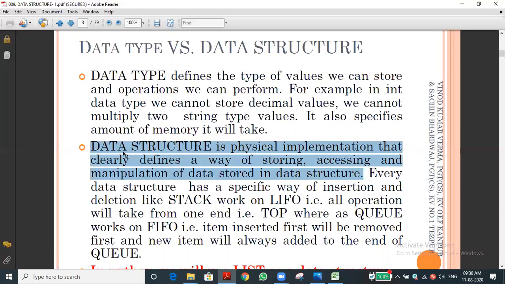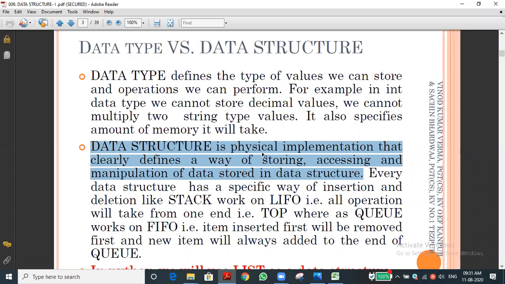Okay, list data structure. Let me come to the point. Data structure is a physical implementation that clearly defines the way. That's why I am taking this much time. Please understand, students, this is very basic. If you don't know this concept, you cannot understand the upcoming concepts.